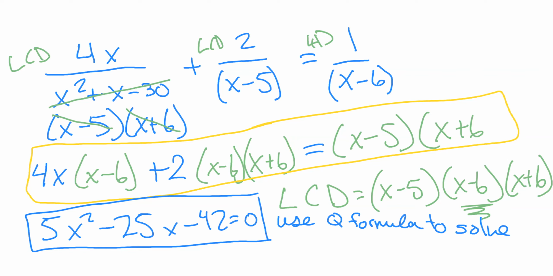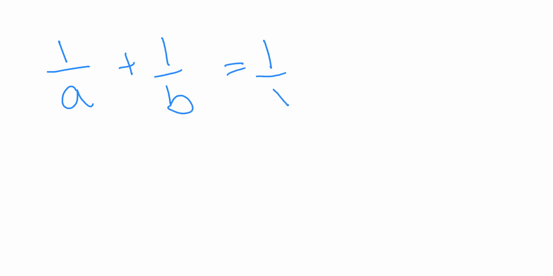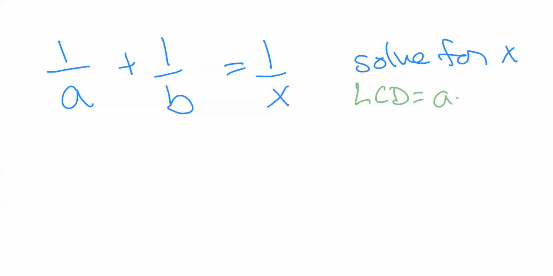All right. We have one more equation, and that is this. Now here we have multiple variables, but we are asked to solve for x. So we will use the same process that we did before. Multiply everything by the LCD. In this case, our LCD is a, b, x, right? All the factors from all our denominators.